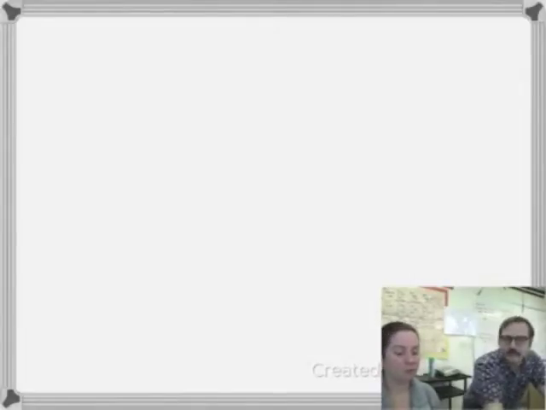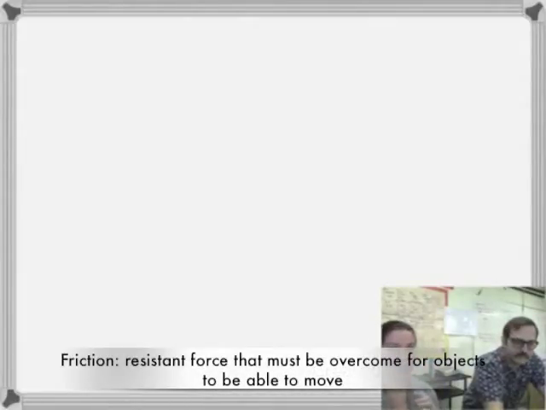We're talking about friction. What is friction? I don't know. What is friction? Friction is the resistive force that has to be overcome for two objects to either start moving past each other or to keep moving past each other.